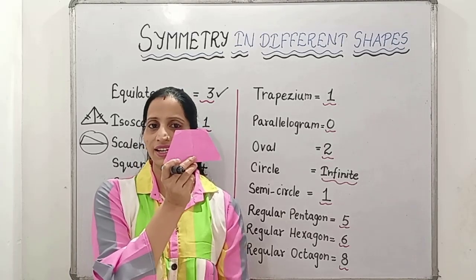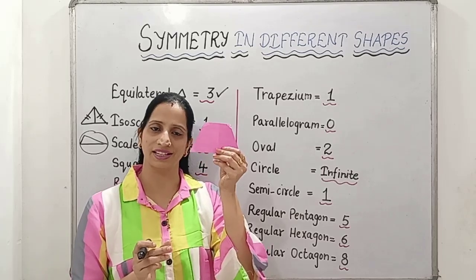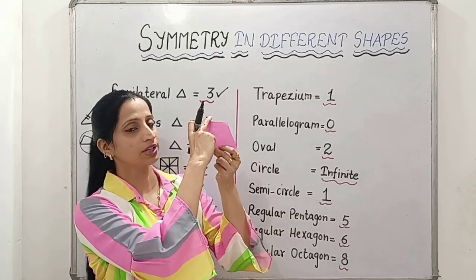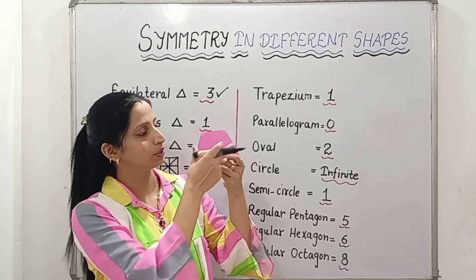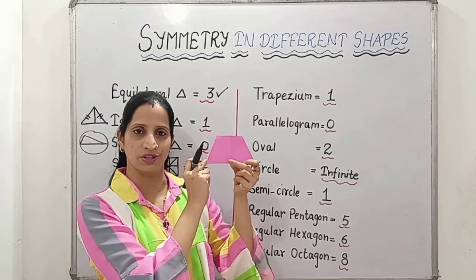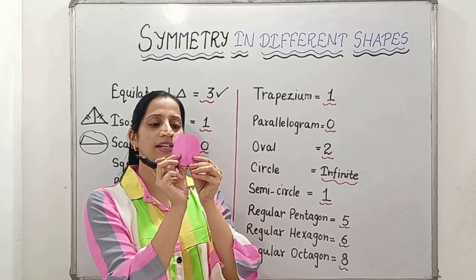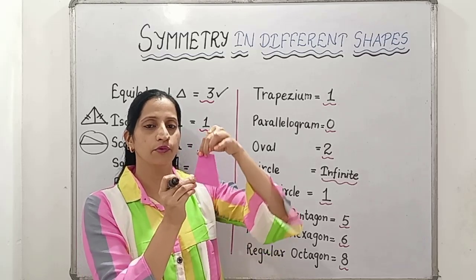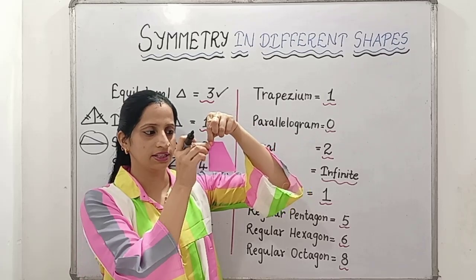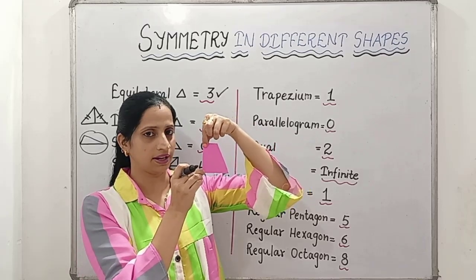So yes, this shape is known as trapezium. In a trapezium, 2 sides are parallel to each other and 2 sides are not parallel to each other. Okay. So if the trapezium is like this, in that case, it will have 1 line of symmetry. That is only a vertical line of symmetry.